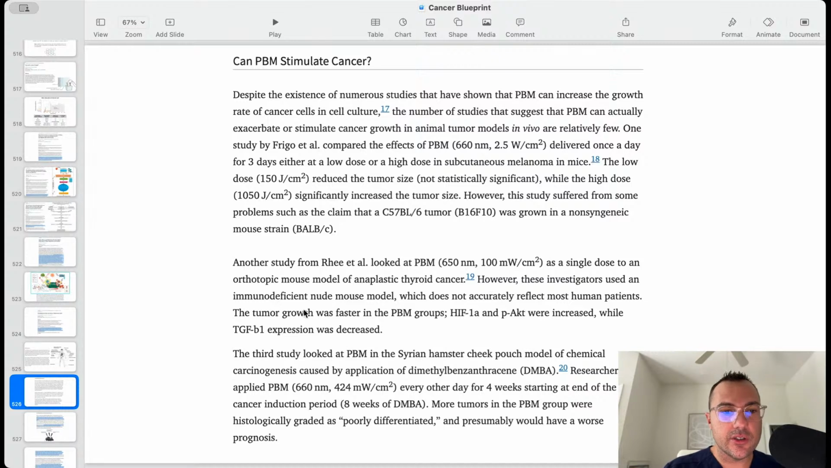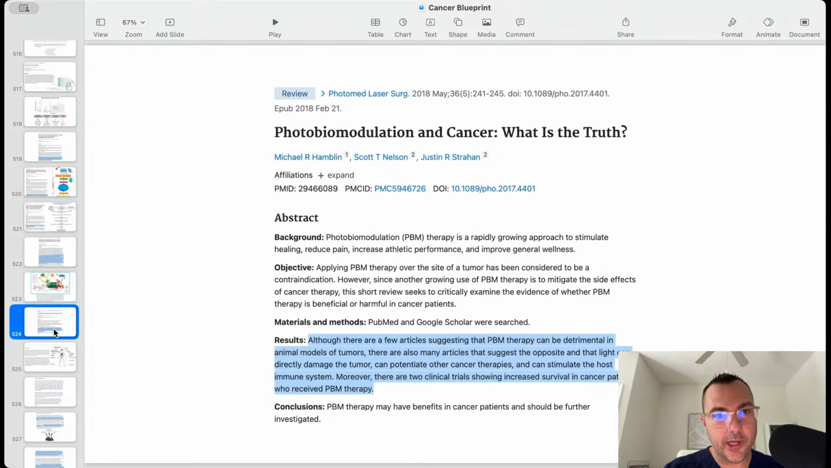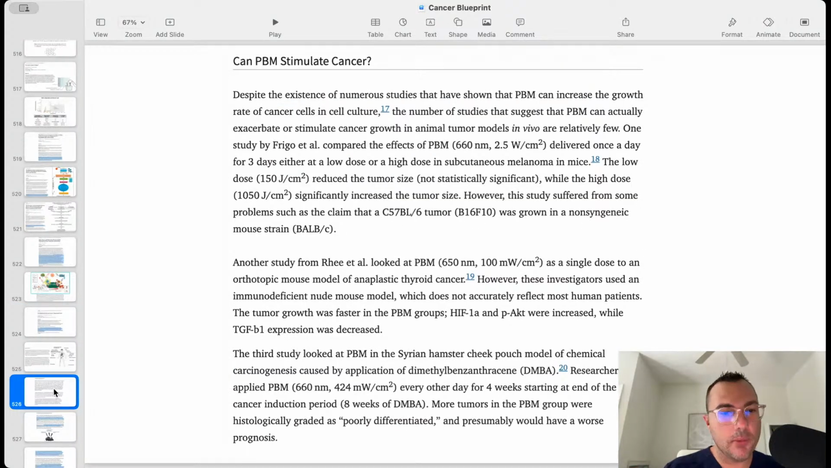And these investigators used an immunodeficient nude model, which does not accurately reflect human patients. So what the author of this particular paper is saying is that they're picking apart these negative studies and explaining how that really wouldn't be the case for a good cancer model, nor for a cancer model that really represents humans. So I think that's kind of interesting.